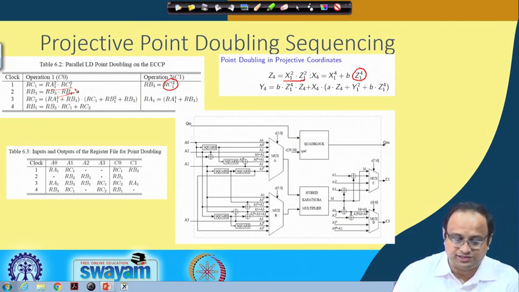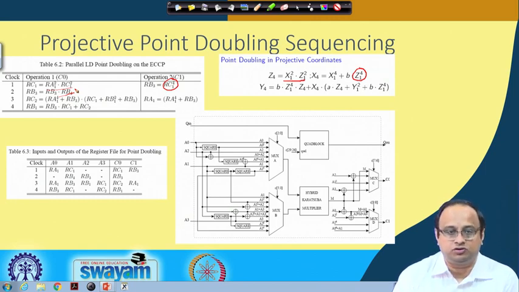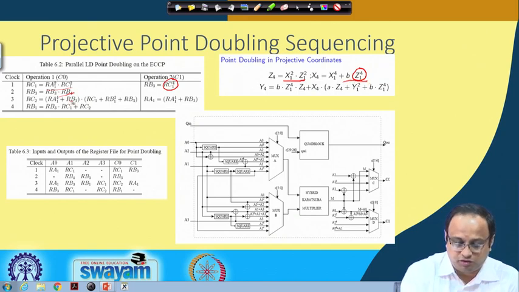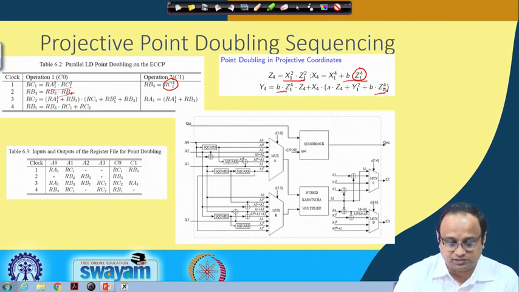RB3 is nothing but z1 to the power of 4, and if you remember, RB4 was used to store the curve constant b. So, that means b into z1 to the power of 4 is performed in this computation, and b z1 to the power of 4 is there in a few other places also. So, therefore, this result is ready with us in RB3.